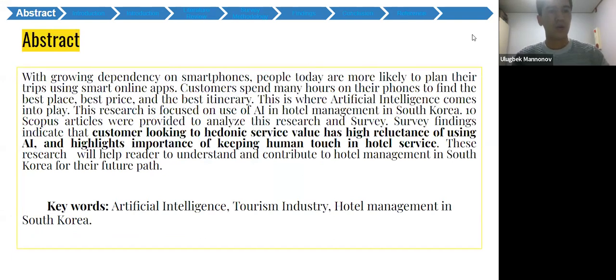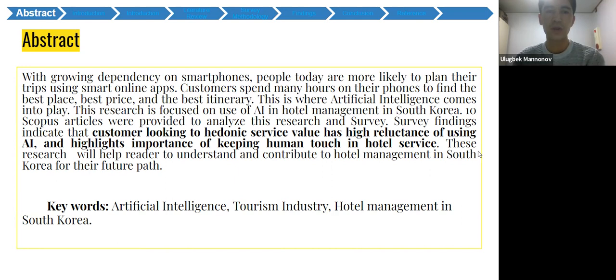So why we need to know the use of AI in hotel management in South Korea? With growing dependency on smartphones, people today are more likely to plan their trips using smart online apps. Customers spend many hours on their phones to find the best place, best price, and the best itinerary. This is where artificial intelligence comes into play.